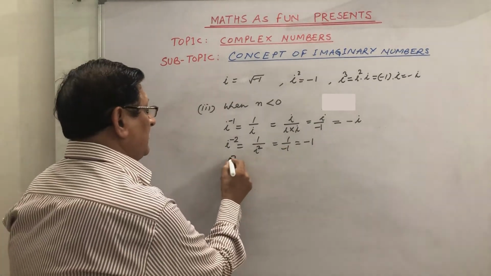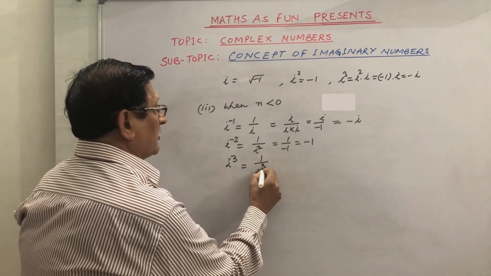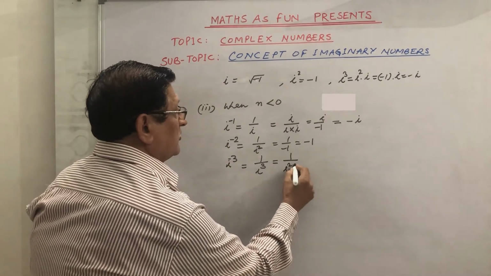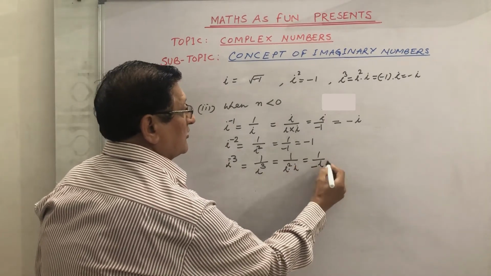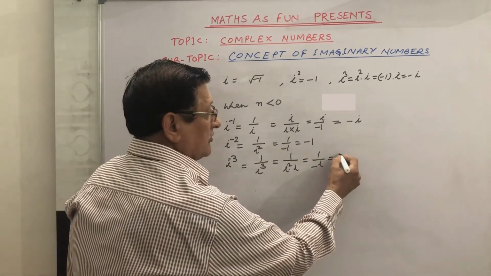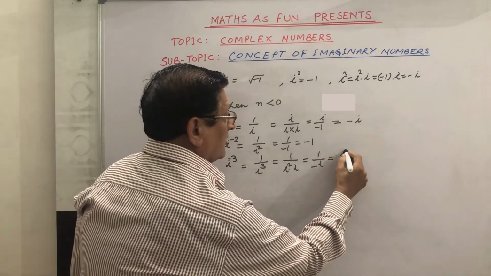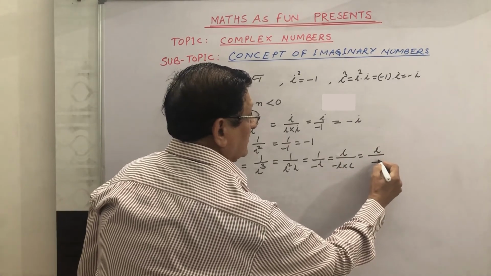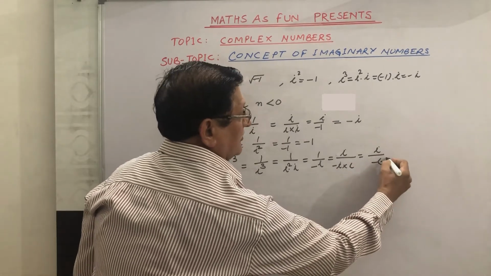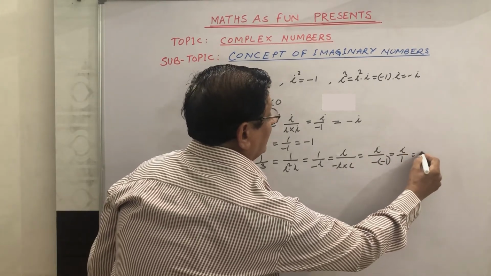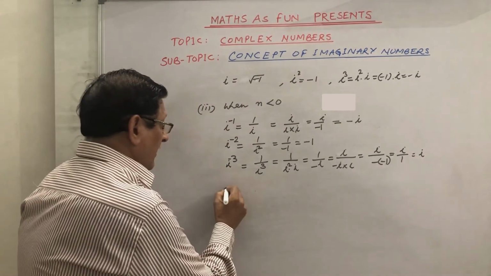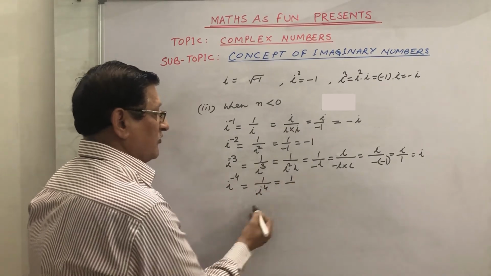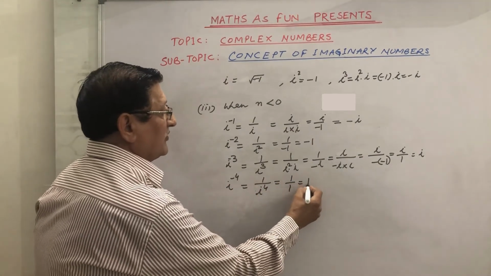Iota power minus 3, if we go, that will be 1 upon iota cube. And that will be 1 upon iota square into iota, and that is 1 upon minus iota. If we multiply it by iota here, then it becomes iota upon minus iota square, which is minus 1, so that becomes iota upon 1, that is iota. If it is iota to the power minus 4, it will be 1 upon iota power 4, and it is 1 upon 1, that is 1 only.